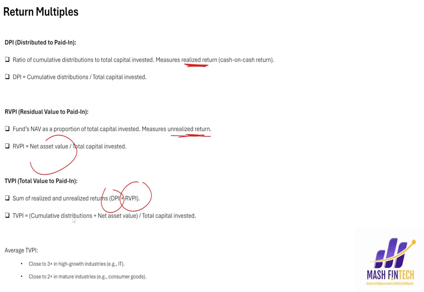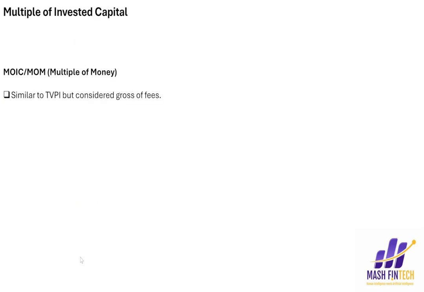Okay. So in high growth industries, the total value to paid-in is usually 3 times. And in mature industries, e.g. consumer goods, it's usually 2 times. All right. So just take note of that. And there's also the multiple of invested capital, which is also referred to as the multiple of money. This is similar to the total value to paid-in, but it is considered gross of fees. We'll talk about fees when we talk about the different asset classes in private markets. But just take note that the multiple of invested capital, or the multiple of money, is similar to the total value to paid-in, but considered gross of fees.